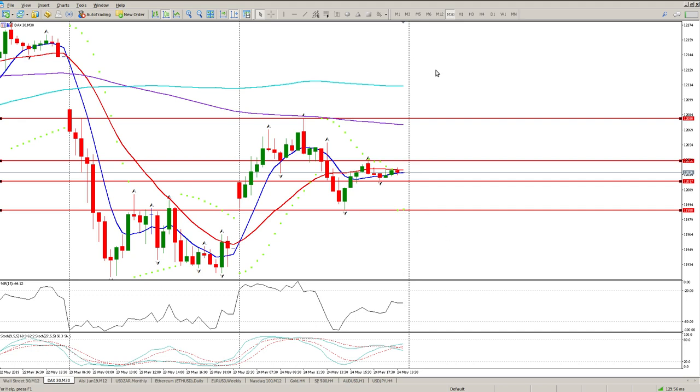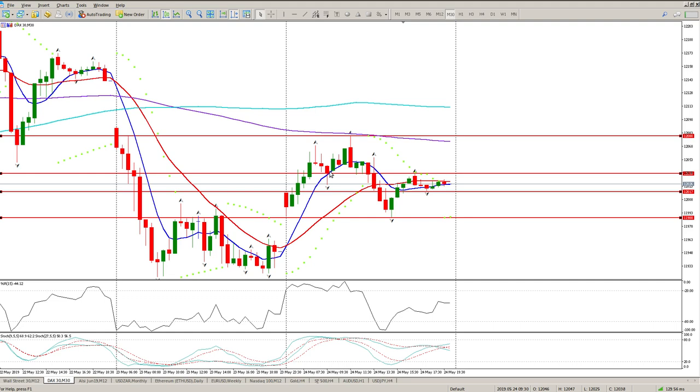Okay. Anyway, guys, that's my view for today. I think it's going to be a pretty slow Monday. No significant news coming out, unless the US comes up with some nonsense.